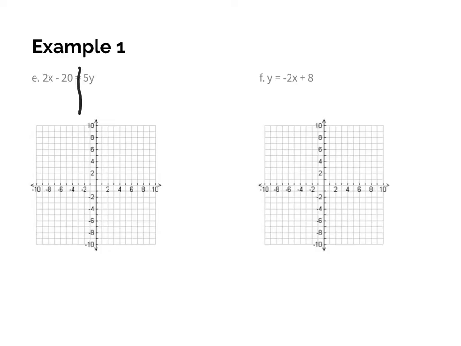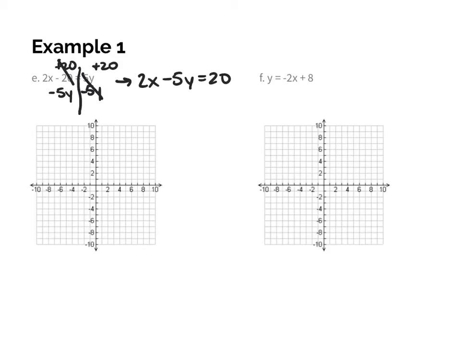So what I need to do is move some things around. I want x and y to be on the same side. So what I'm going to do is take that 5y and subtract it from the right side to the left side. At the same time, I can add 20 from the left side and bring it to the right side. So in the end, what I would have is this. The y's would cancel. The 20's would cancel. I'm going to have 2x minus 5y equals 20.